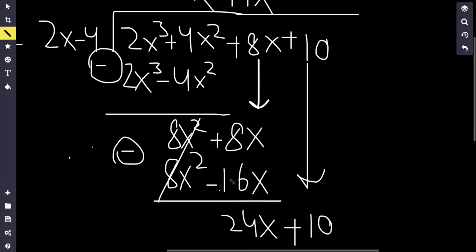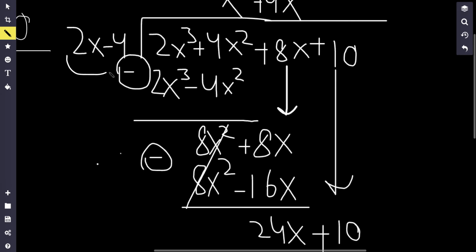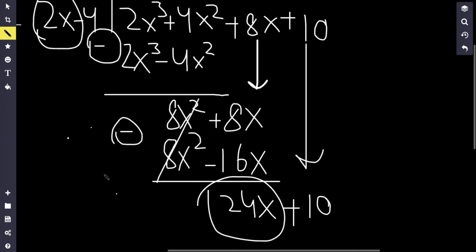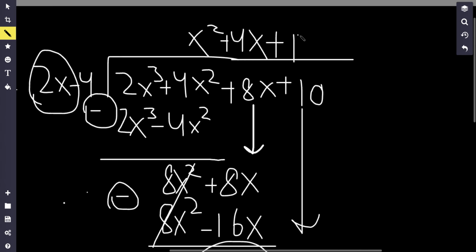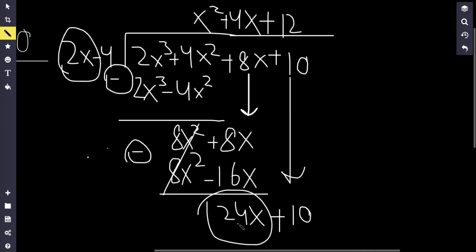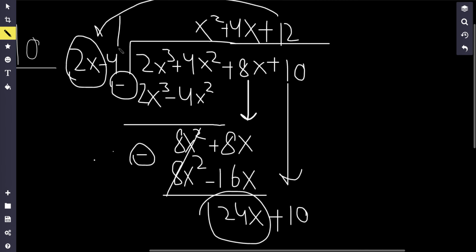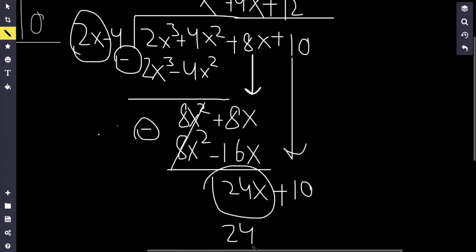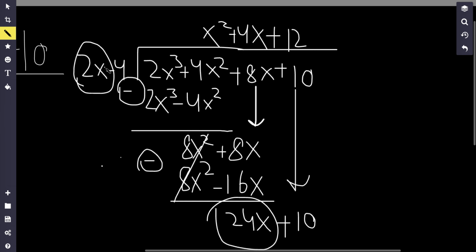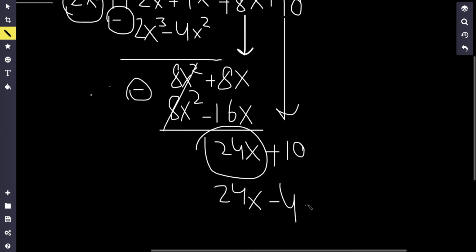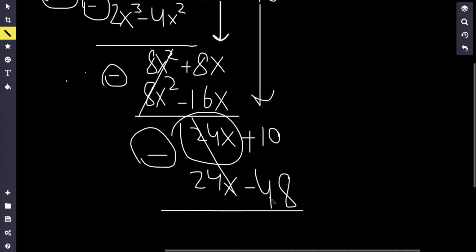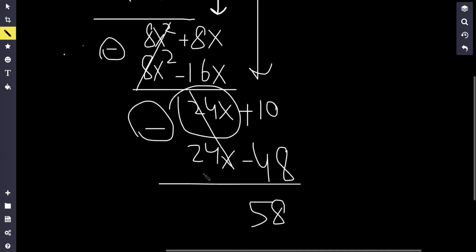Once again, you repeat this process one last time. So in this case, I'm going to ask myself, what multiplied by 2x gives me 24x? The answer is going to be positive 12. 2x times 12 is going to be 24x. And now I'm going to distribute the 12 to these two terms. 12 times 2x is going to give me 24x. And 12 times negative 4 is going to be negative 48. So I'm going to subtract these two terms. These two terms cancel out. And 10 minus negative 48 is going to be 58, because two negatives make a positive.